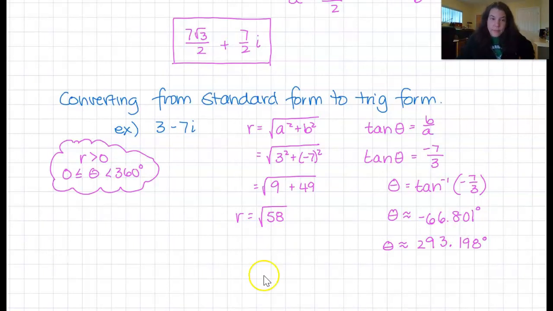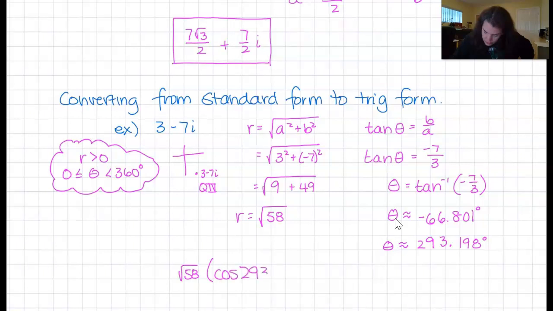So I want to make sure I'm in the correct quadrant. If I think about where 3 minus 7i is, I go over positive 3 on the real, negative 7 on the imaginary. It is going to be down here in quadrant 4. 293 degrees is in quadrant 4. So this is all matching. So I'm good. So then I put it all together, and we could say that 3 minus 7i is r cosine theta plus i sine theta. Boom.